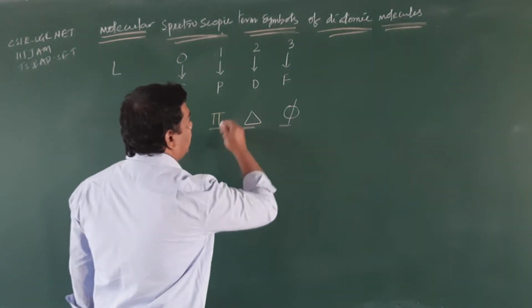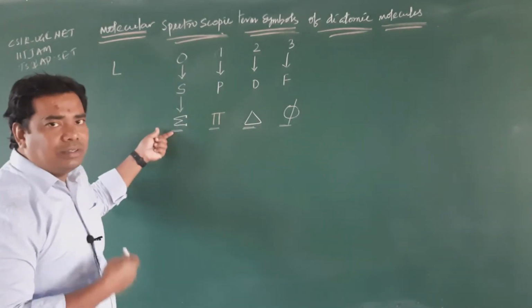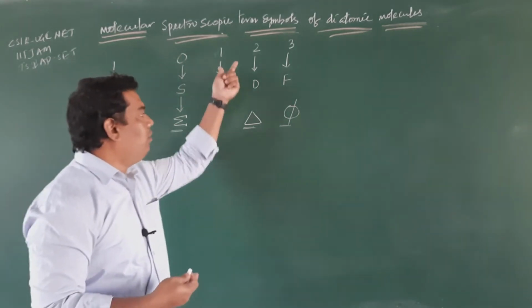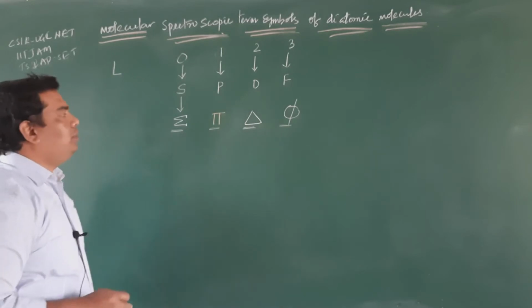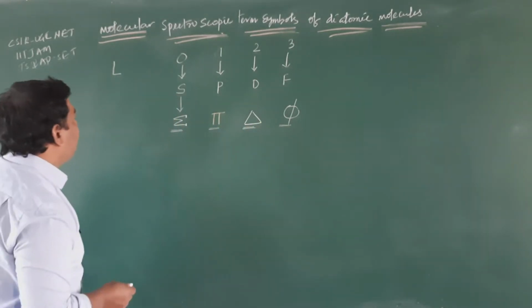So for the calculation of diatomic molecules, if L value is 0, that denotes sigma. If L value 1, pi. If L value 2, delta. If L value 3, phi. So please remember these symbols: sigma, pi, delta and phi. Okay. So what is the formula?